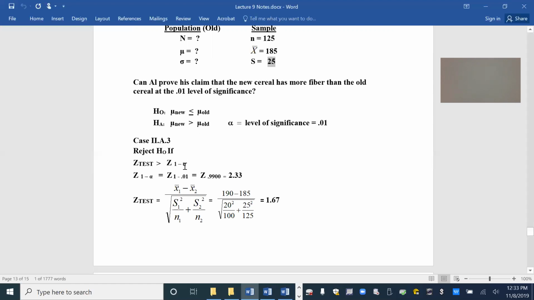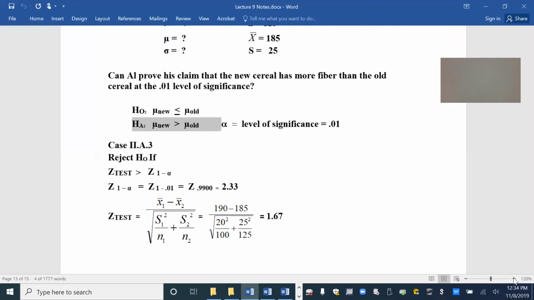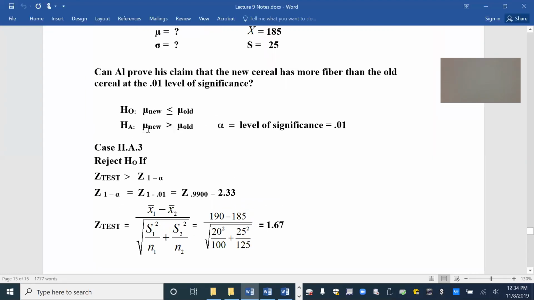Can I do that? I don't know. Let's see if we can prove it. What am I trying to prove? I'm trying to prove that the average fiber in the new Fleet Flakes is more than that of the old Fleet Flakes. I think it is. So that's what we're trying to prove.